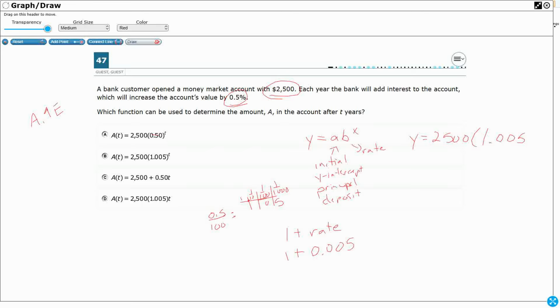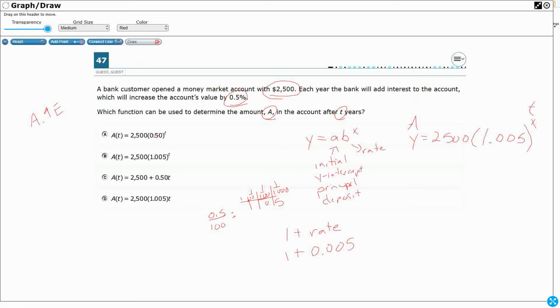We need that 1 because if not, it's going to shrink drastically. That 1 keeps the initial value, and then anything above 1 is what makes it grow. And then we have our x. Now, in this case, we're changing the x to the t for years. So this is going to be our t. And then our a is going to be our y value.